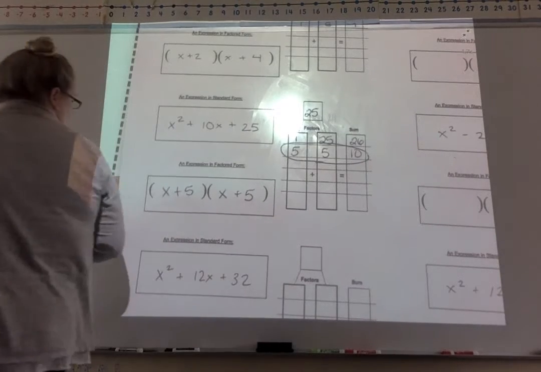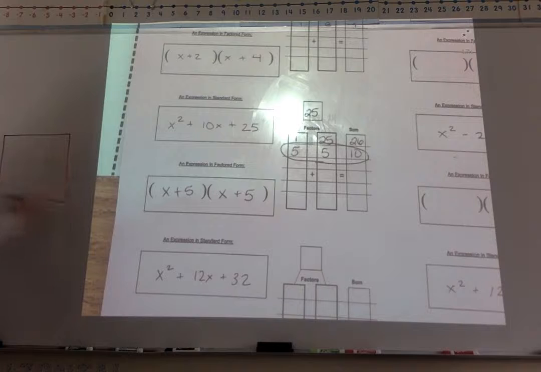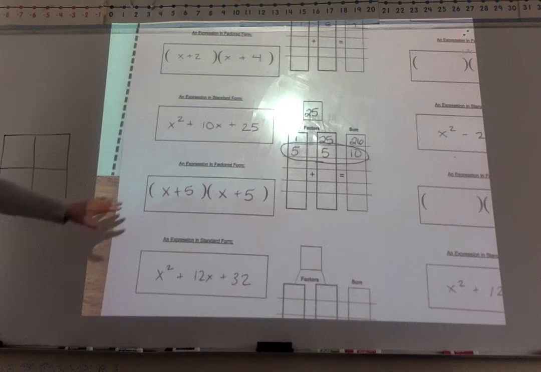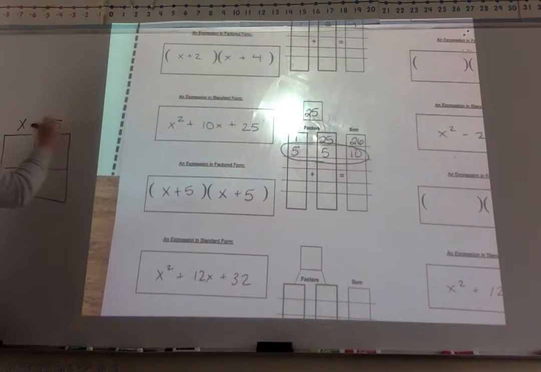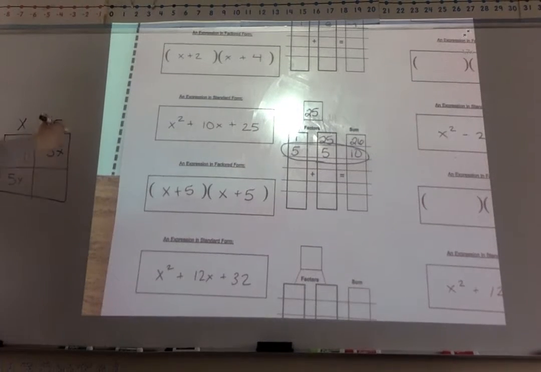So, do we want to use double distribution as a method or the box method? Box method? Okay. So, if I was doing this on my own, I would draw a box, split it into 4 parts. And again, I'm going to put x and 5 on the top and also on the side because those binomials are the same. So, x times x equals? X squared, pretty easy. 5 times x is? And we have that twice. 5 times x again is 5x. And then the last box, 5 times 5 is 25.